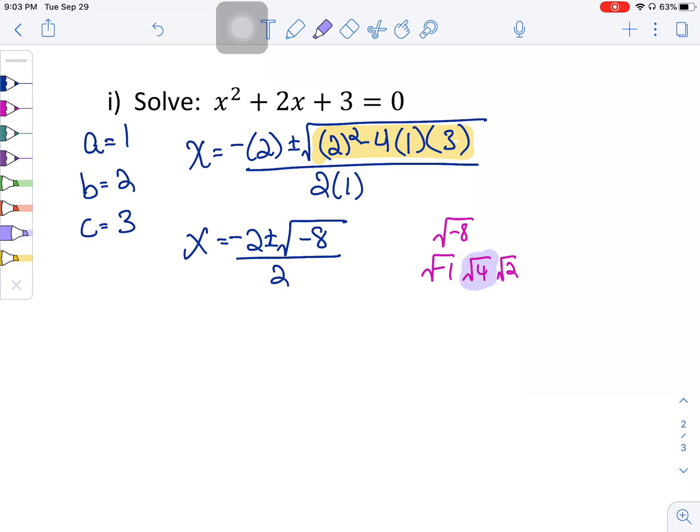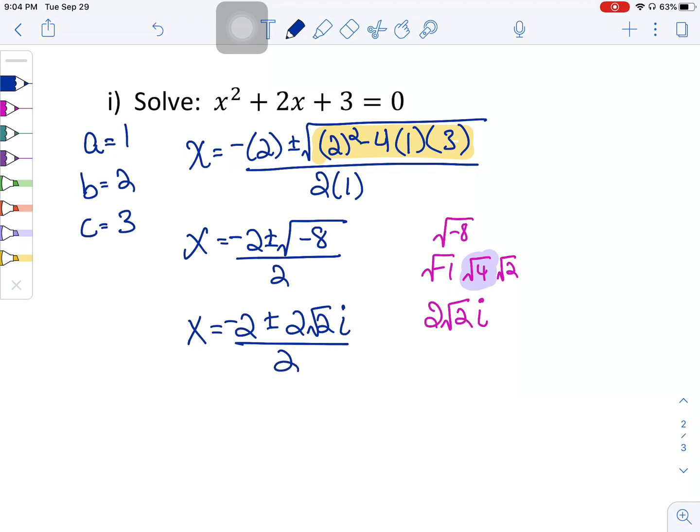So things that are going to happen here. This is the perfect square. So let me go ahead and pull that perfect square out as 2, root 2, and then the square root of -1 is i. So little substitution here for the square root of -8. So plus or minus is going to be 2 root 2i all over 2.